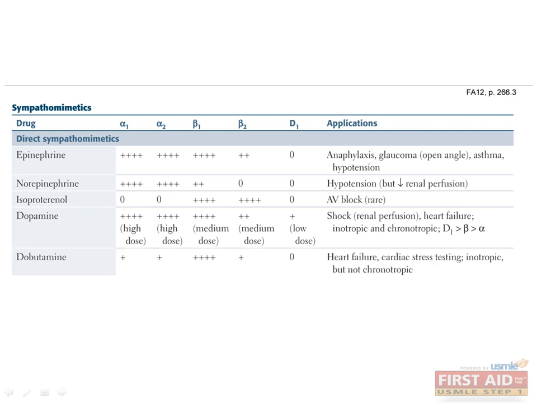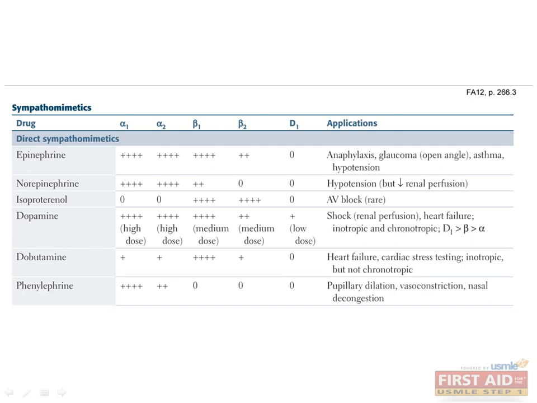Dobutamine primarily stimulates beta-1 receptors and is therefore inotropic. Phenylephrine primarily stimulates alpha-1 and has a lesser effect on alpha-2. It can be used to dilate pupils without producing cycloplegia because there is no sympathetic innervation for accommodation. Its vasoconstricting effects also make it a useful drug for treating nasal congestion.